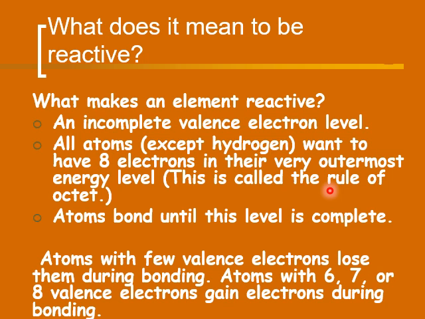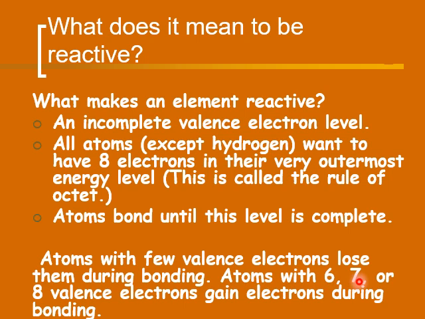Atoms with few valence electrons lose them during bonding. So if you only have like 1 electron, 2 electrons, 3 electrons, very little, you're going to be losing them during bonding because it's easier for you to lose them in order to form an octet. So when you lose those 3 electrons, we're going to remove that last shell, and then the shell underneath that will have 8 electrons and you will be happy.